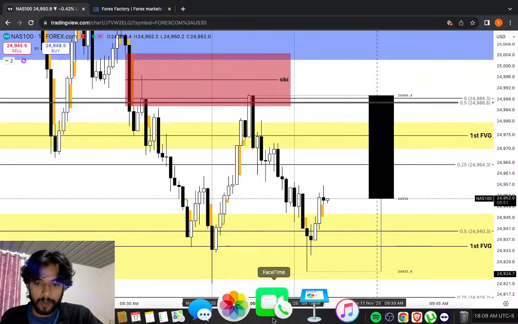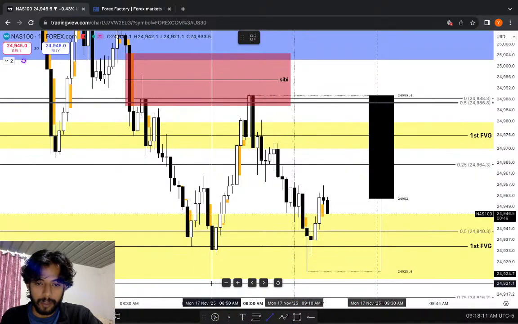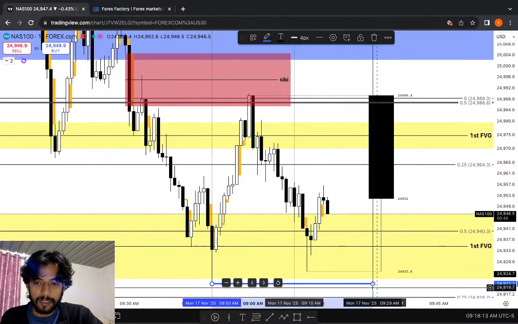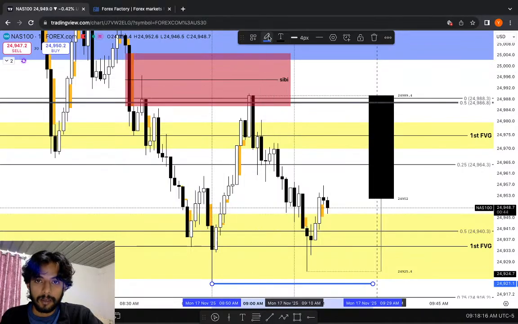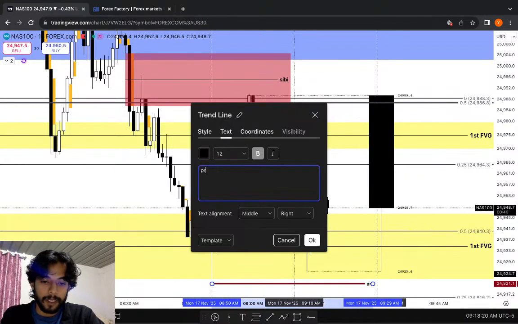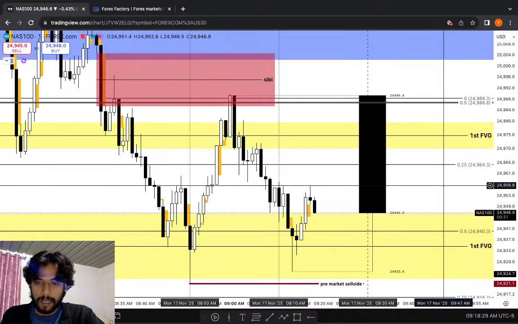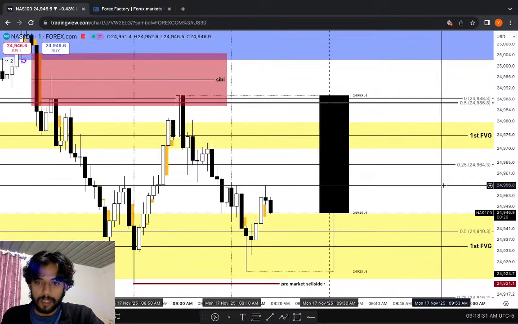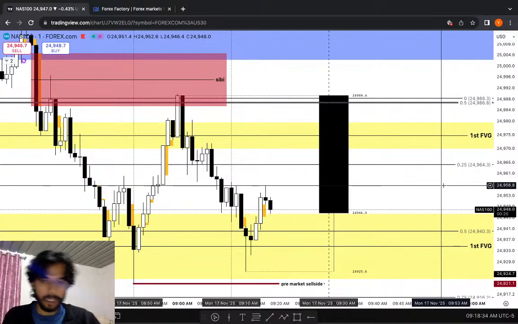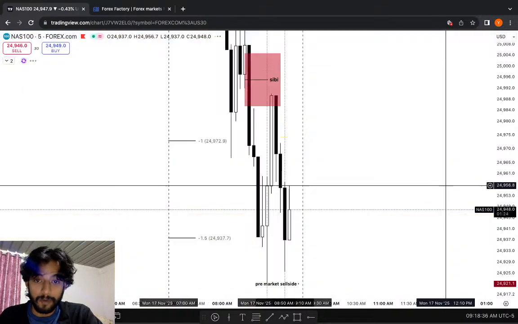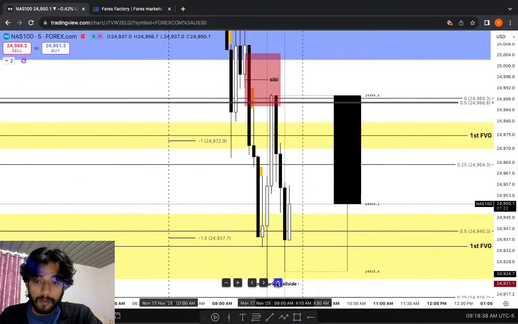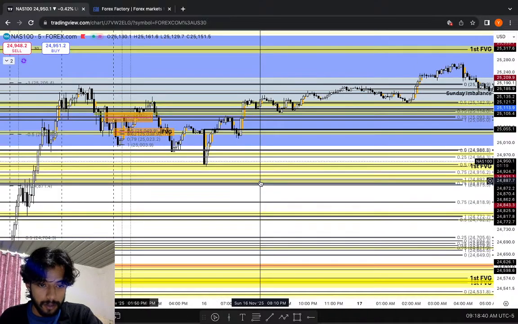And right down here we have the pre-market sell side liquidity right there. Now it is pretty interesting to watch how we open at 9:30, and it's very important for me to check Friday's settlement price.